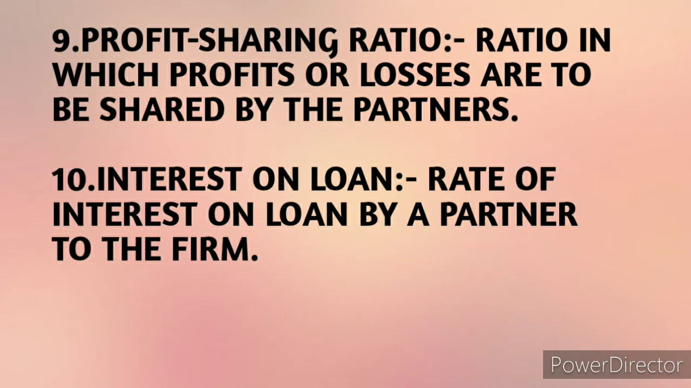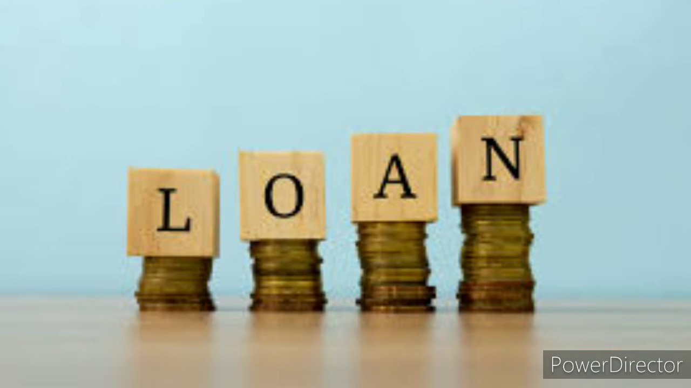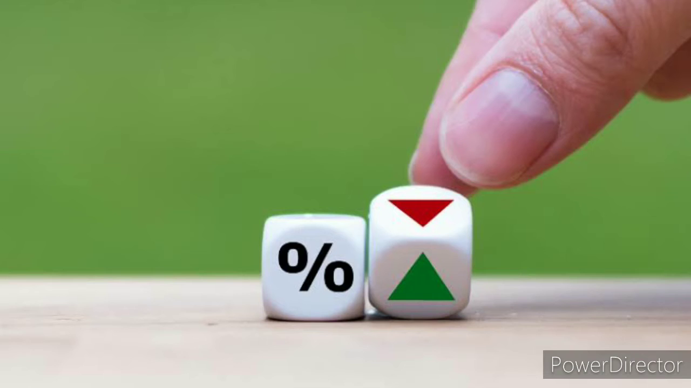Next is interest on loan. The rate of interest on a loan by a partner to the firm. If any partner has given a loan or advances to the firm, he or she shall get interest at the agreed rate as written in the partnership deed or as agreed otherwise.